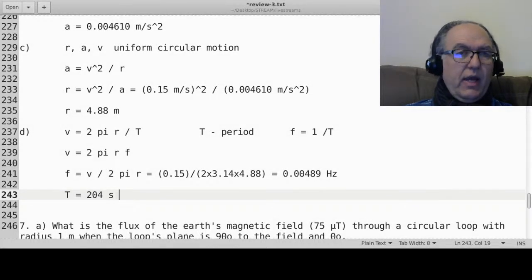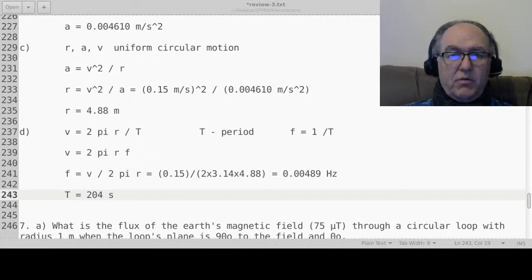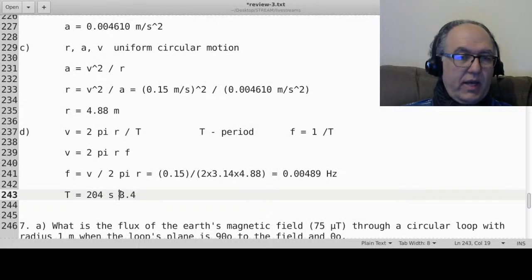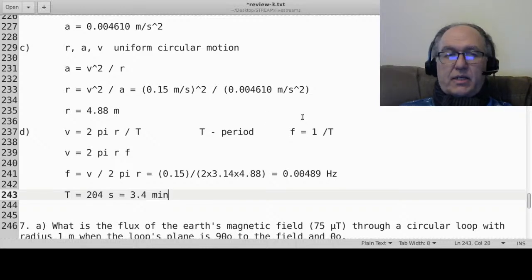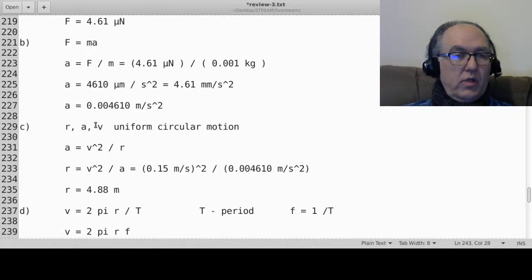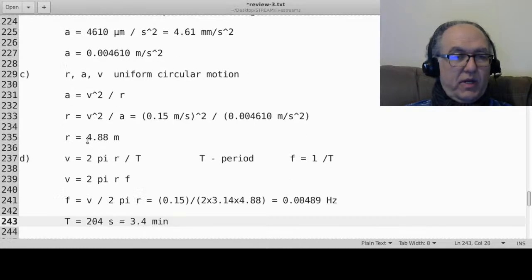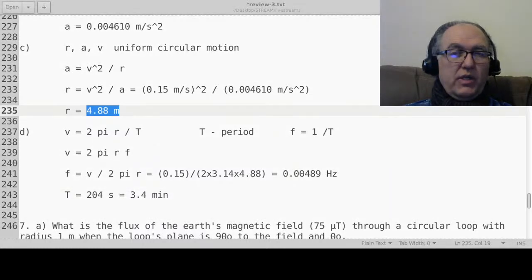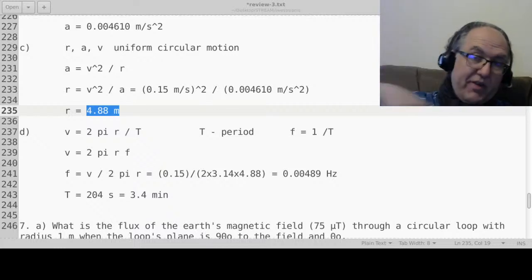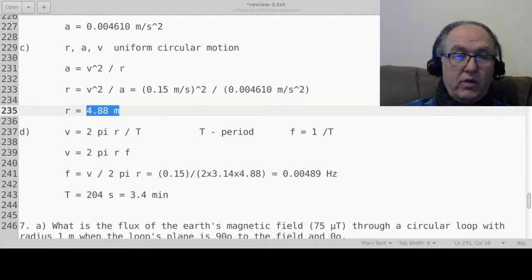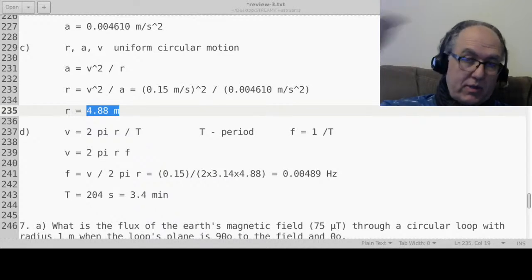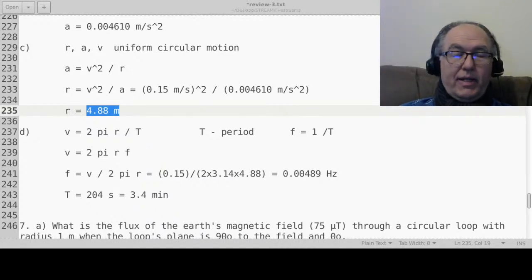Okay, in seconds. And if I divide that by 60, I can give it to you as how many minutes? Like 3.4 minutes. So this droplet would go in a circle. Where did we find the cyclotron radius? Right here. It would go in a circle just a little short of 5 meters radius. That's like 15 feet radius or 30 feet diameter, which is a big circle. And it would take about 3.4 minutes to go all the way around or make that cycle once.